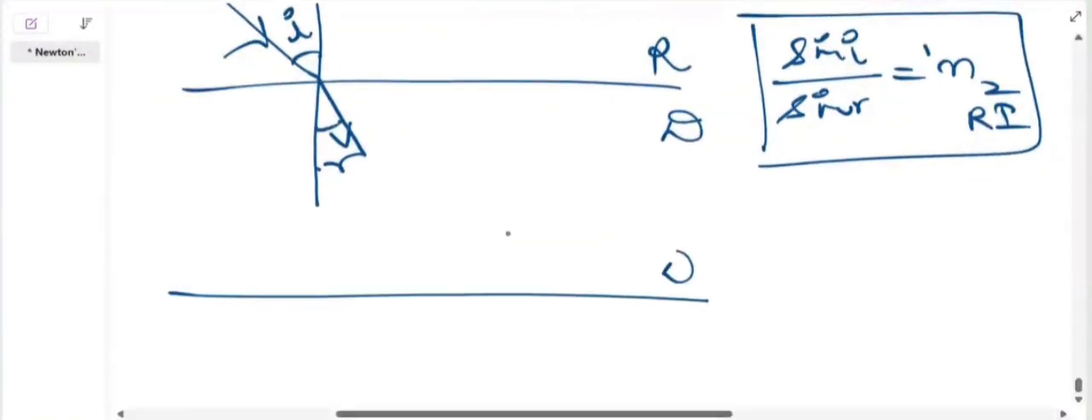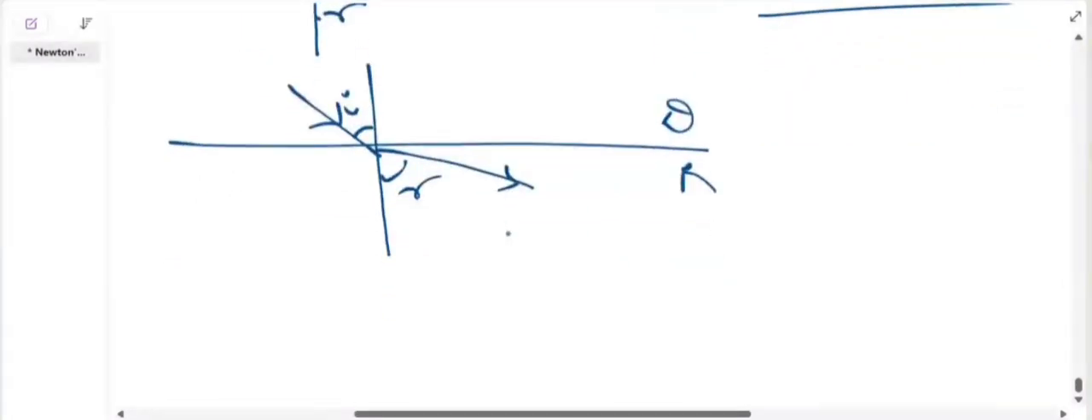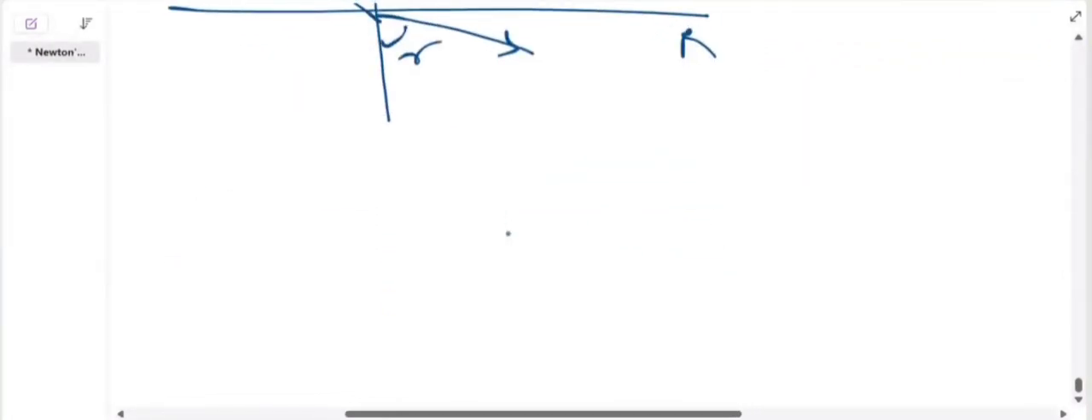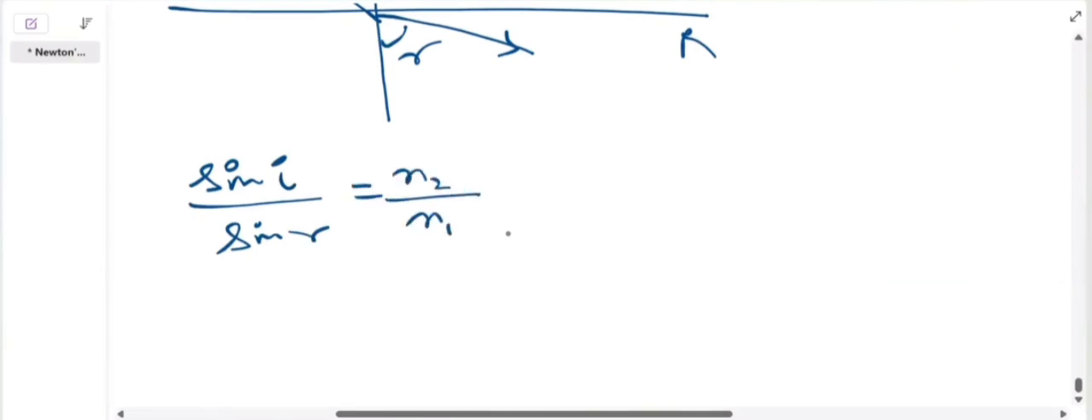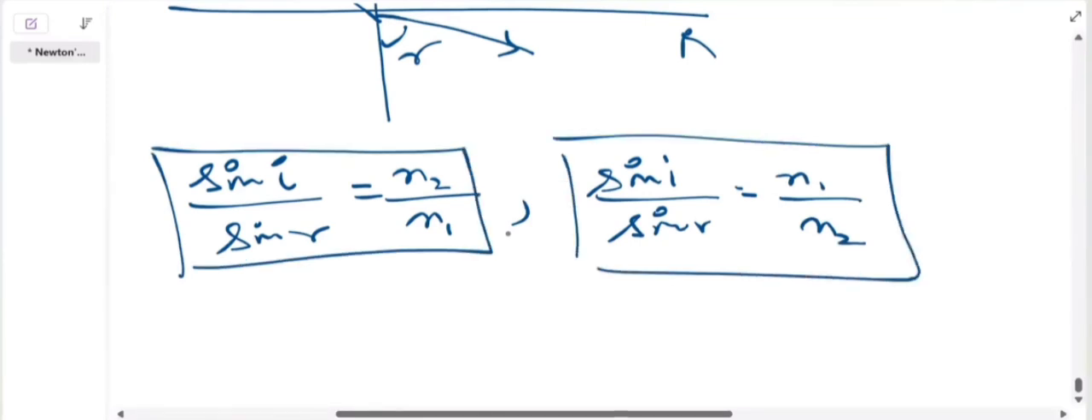Similarly, when it travels from denser to rarer medium, it will bend away from the normal. That is, your angle i will be smaller than angle r. And when we proceed to the refractive index formula, we have many formulas like sin i over sin r is equal to n2 over n1. Even you can write sin i over sin r is equal to n1 over n2. You need to take care that here it is in inverse form, here it is in direct form.